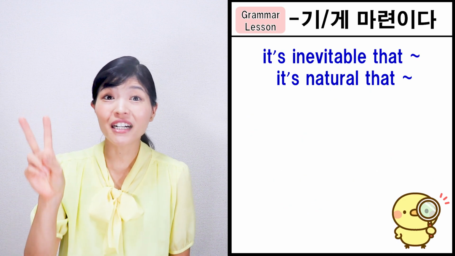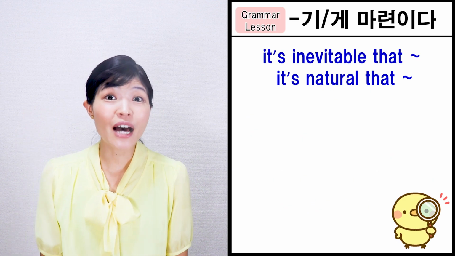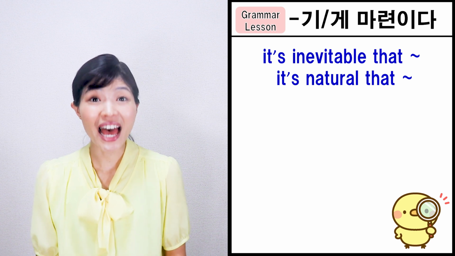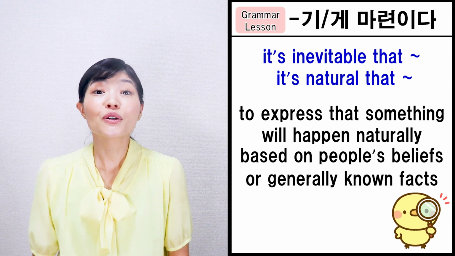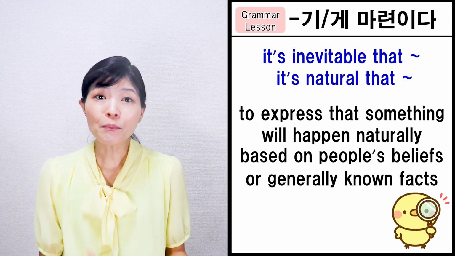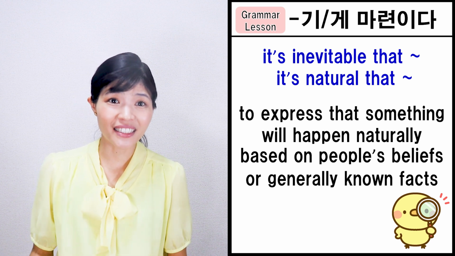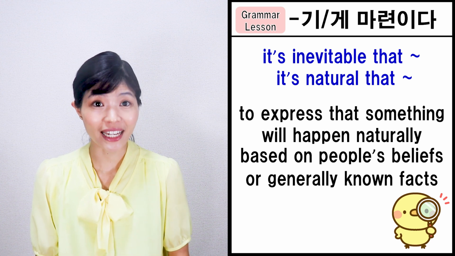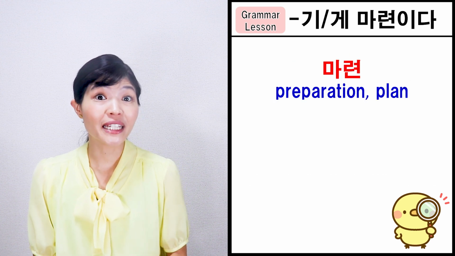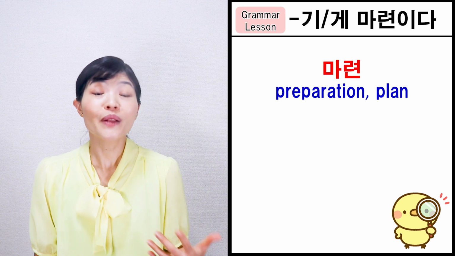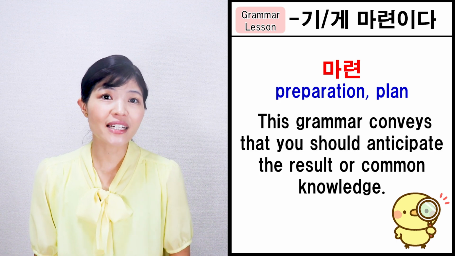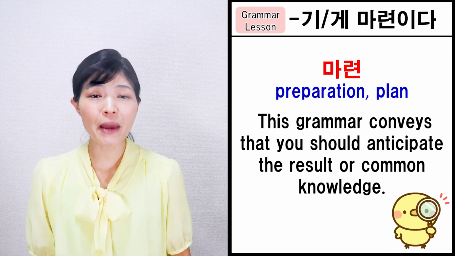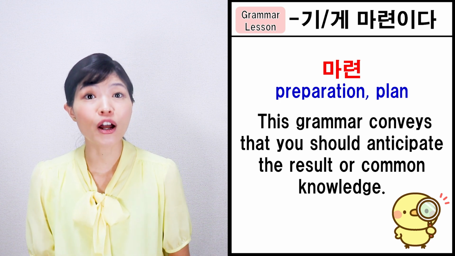The second grammar, 기 마련이다 means it's inevitable that, it's natural that. Through this grammar, you can express that something will happen naturally based on people's beliefs or generally known facts. 마련 literally means preparation, plan. So you can understand that this grammar conveys that you should anticipate the result or common knowledge.